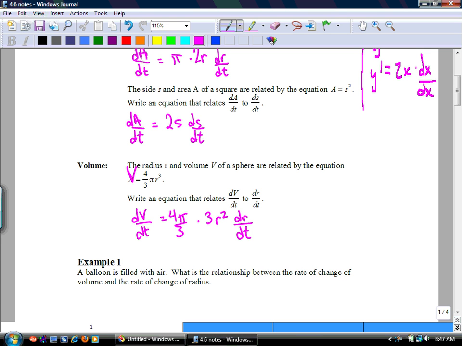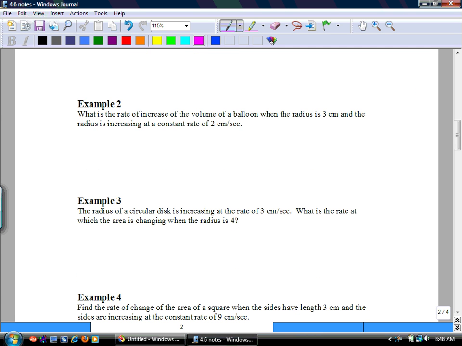Okay, a balloon is filled with air. What is the relationship between the rate of change of its volume and the rate of change of its radius? So you have to visualize what shape we're talking about when you blow air into a balloon. A sphere, so you just copy this formula and you're finished. Okay. Yeah, it's sphere-ish.